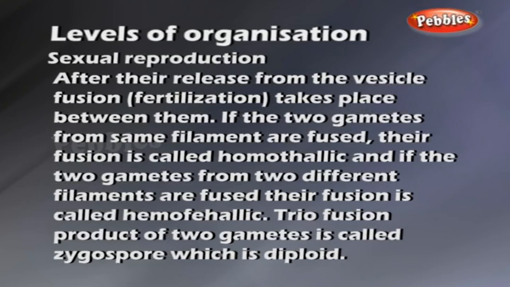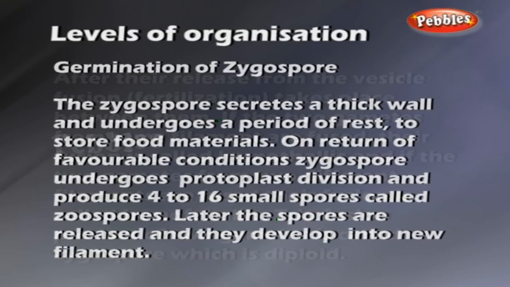Germination of zygospore. The zygospore secretes a thick wall and undergoes a period of rest to store food materials. On return of favorable conditions, the zygospore undergoes protoplast division and produces 4 to 16 small spores called zoospores. Later, the spores are released and they develop into new filaments.